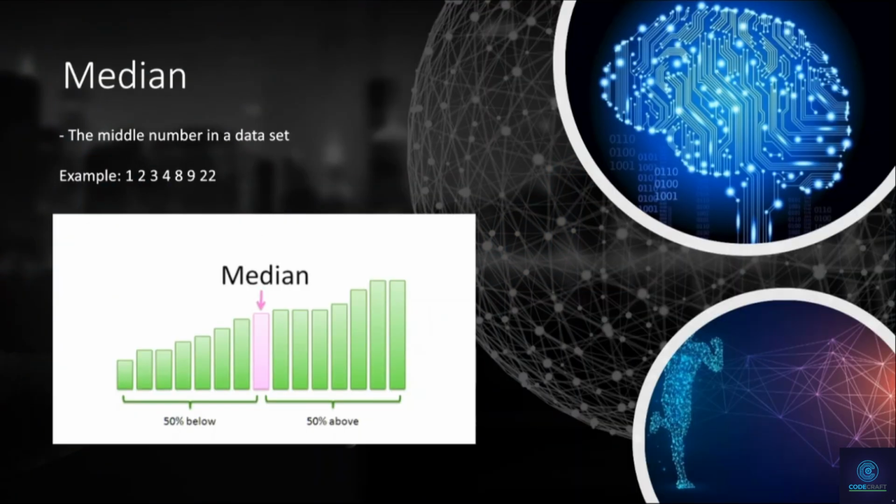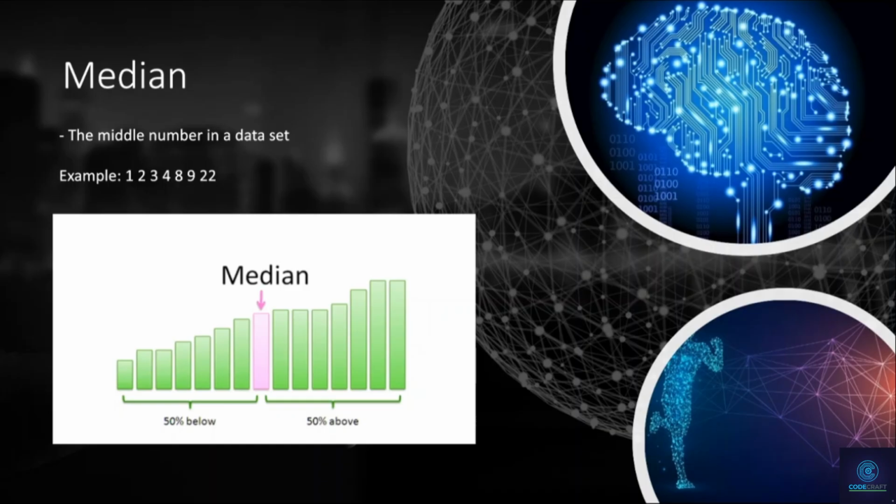So basically the first thing that we are going to talk about today is the median. The median is simply the middle number inside of a data set. So let's take an example right here. We have 1, 2, 3, 4, 8, 9, 22. In this case, the median will be 4, even if it's not the center number between 1 and 22, which would be 11. In this data set, this is the middle number.